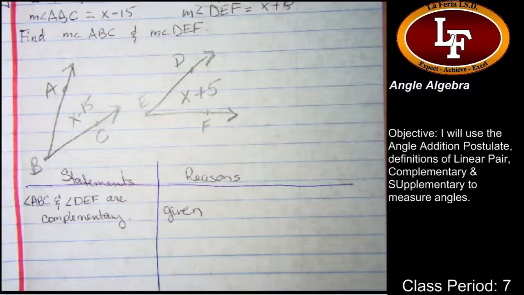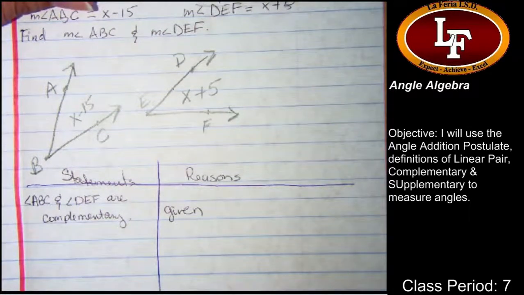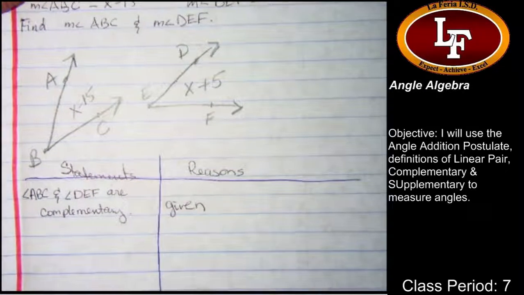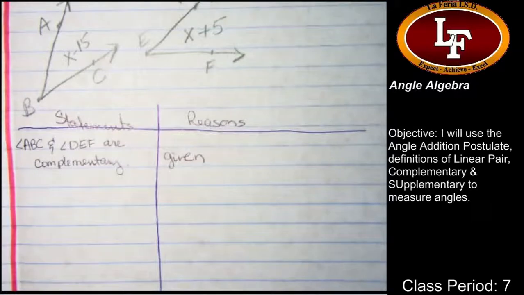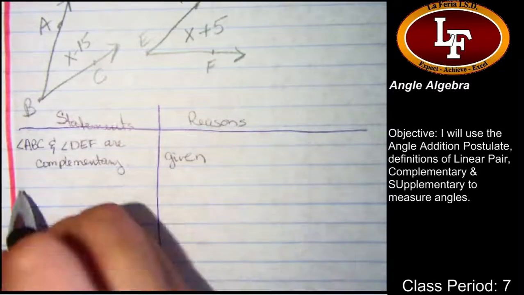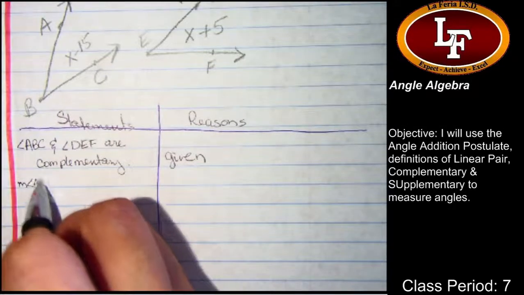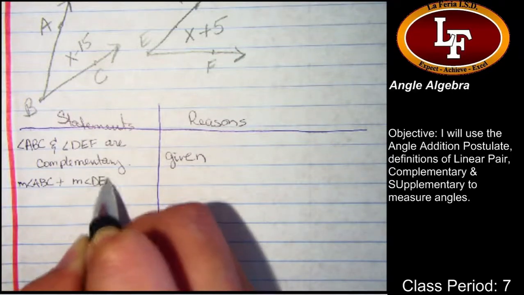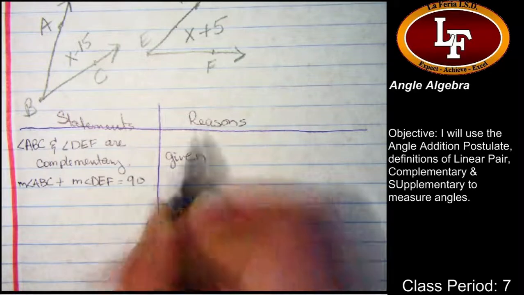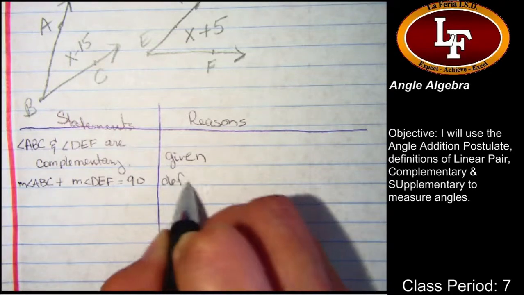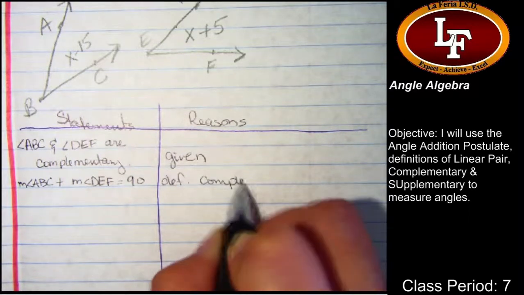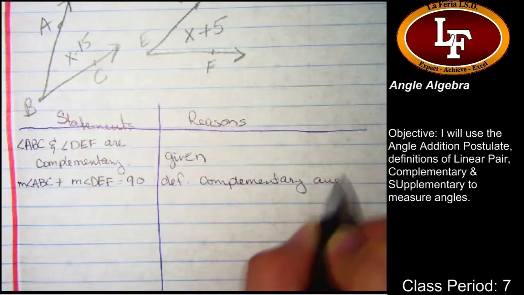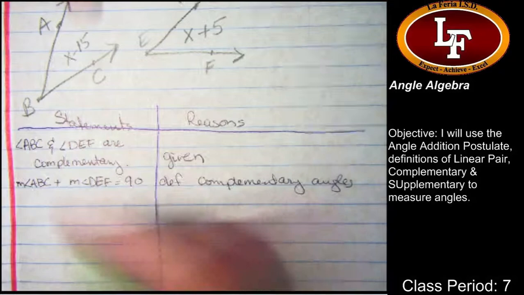I can say that these two angles are complementary because it was given to me. And I don't need to think very hard about it. But you also said that their measures add up to 90. So my next line is this, and it's because of the definition of complementary angles.